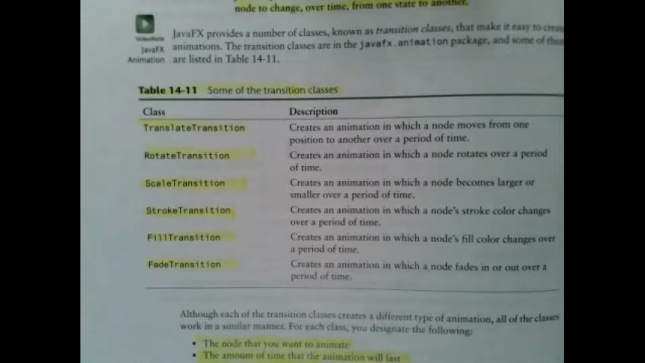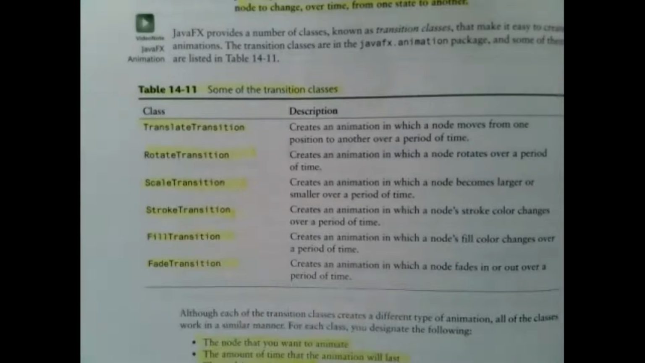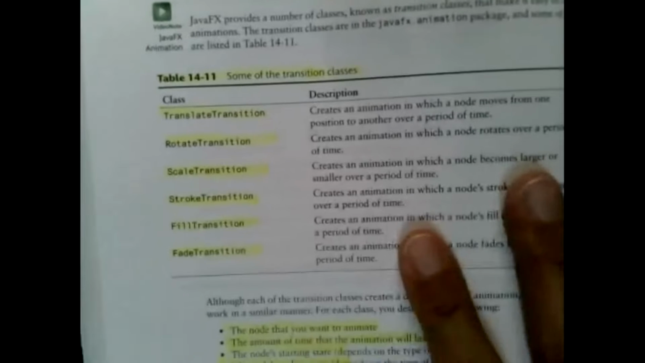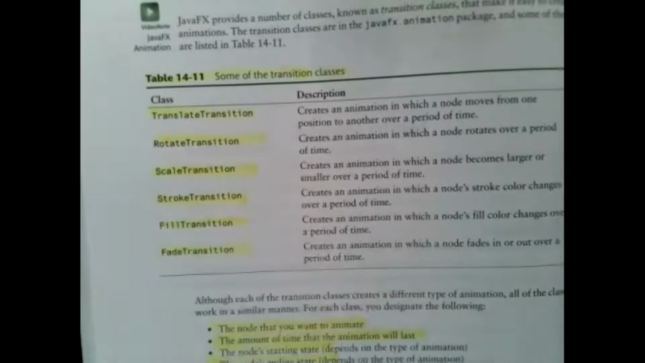I have rotate. We could just spin. I could spin a line. I know there's lots of different things we could do. Scale, that's the idea of making it larger or smaller, sort of like the scale we were talking about a minute ago, but one that's going to be a little more practical. We have stroke translation, where the color can change over time. And we have the fill. We could change the fill of something if we want. We have fade. So again, some of the transition classes are listed here.